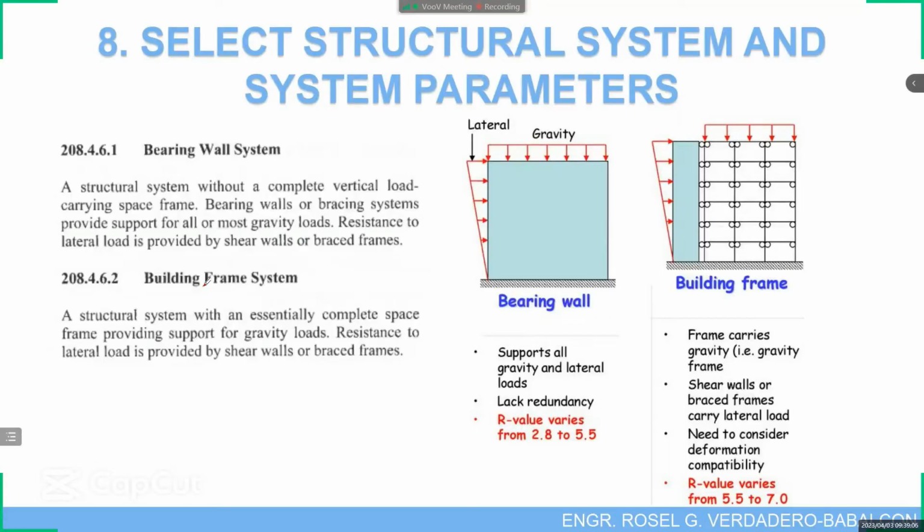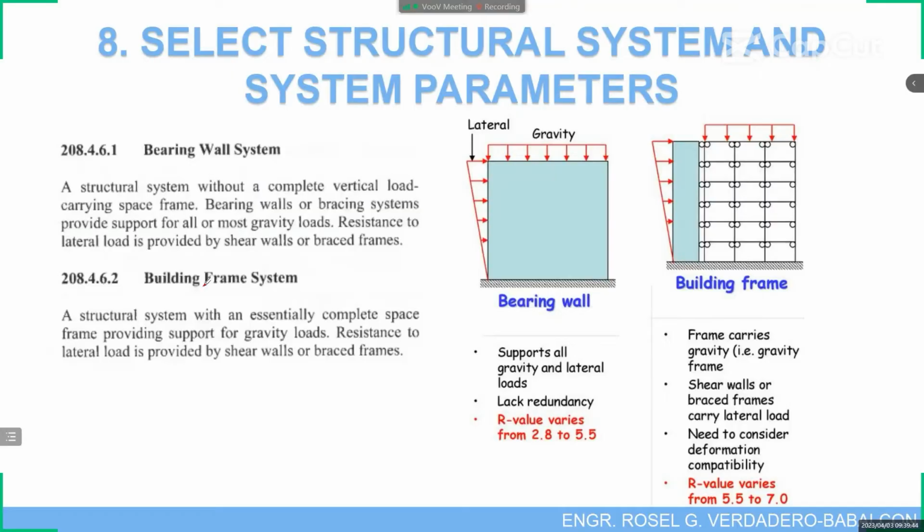But the downside of the bearing wall system is that it limits the number of openings for the walls and doors, because the wall is expected to function to resist the external loads. So adding an opening to the wall will lessen the strength of the wall. That's why the disadvantage of this system is that it does not allow a lot of openings. Next is the building frame.